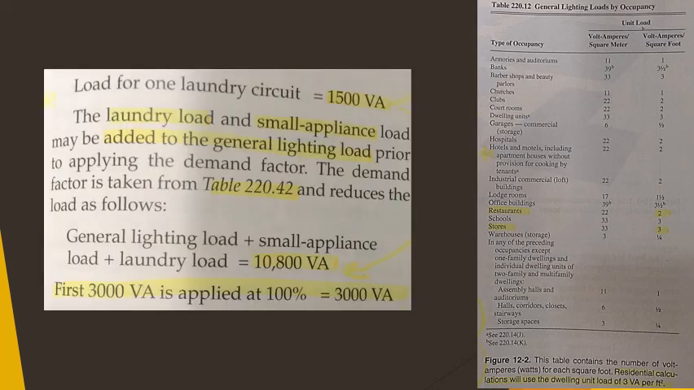The laundry load and small appliance load may be added to the general lighting load prior to applying the demand factor. The demand factor is taken from table 220.42, and this reduces the load as follows: general lighting load plus small appliance load plus laundry load, in this case equaling 10,800 VAs. The first 3000 VA is applied at 100%, which equals 3000 VAs.